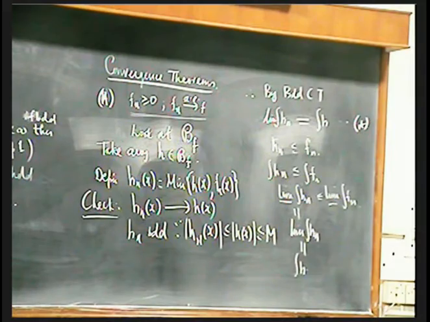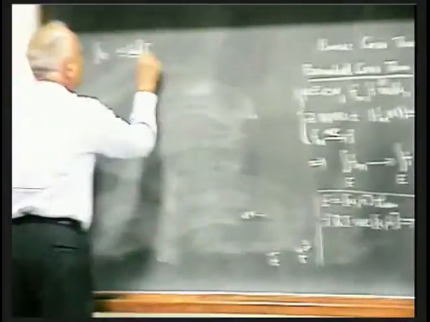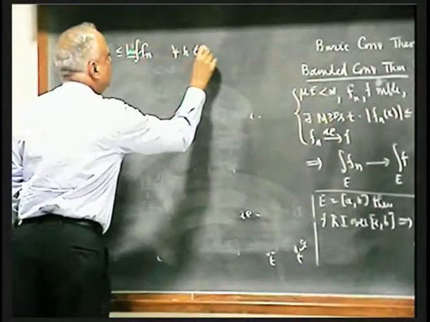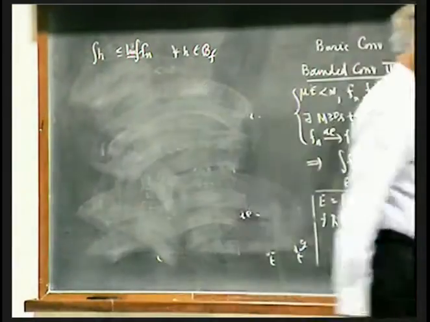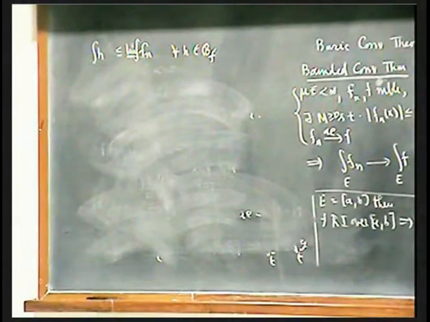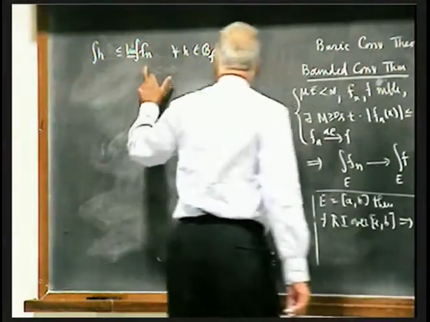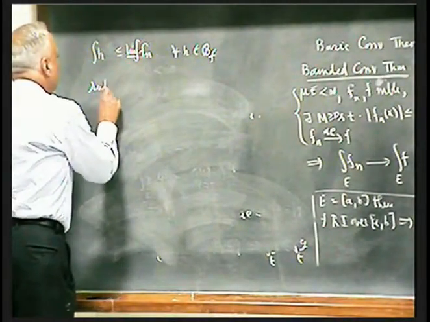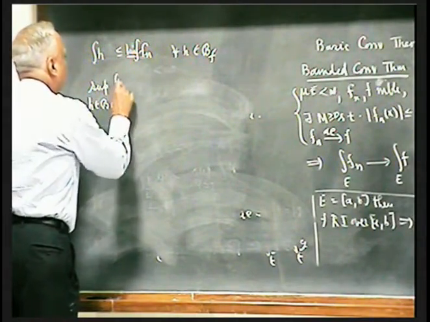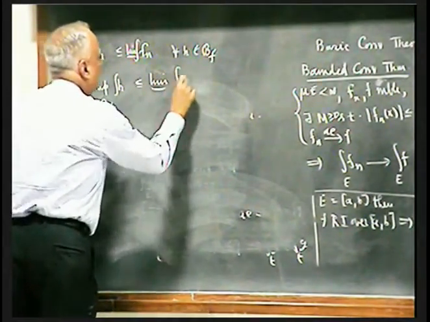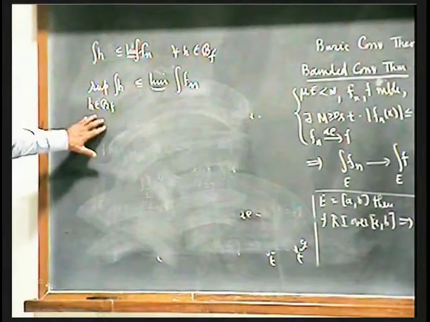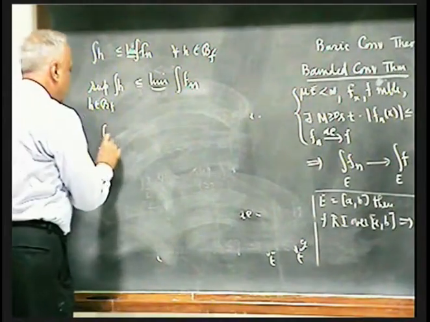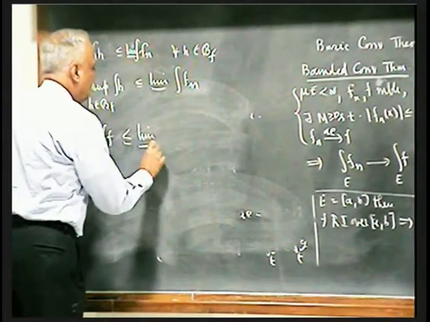So therefore, what we have got is integral H is less than or equal to lim inf of integral Fn for every H in Bf. We have taken any H in Bf and eventually found that integral H is less than this. Now, the integral of F is defined as the supremum of all these integrals. Since every one of them is less than or equal to this, the supremum of H belonging to Bf of integral H is less than or equal to lim inf of integral Fn. But that is precisely the integral of F. So integral of F is less than or equal to lim inf.